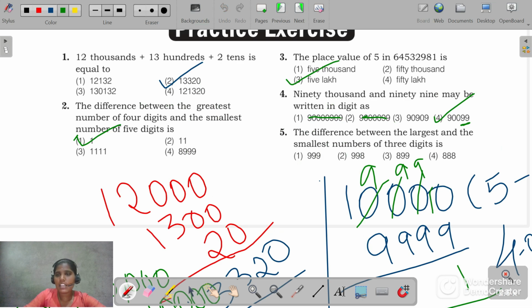Yes, the difference between the largest and smallest 3 digit numbers. So the answer we got was the third option, that is 899. So we'll mark it. We'll move to the next slide.